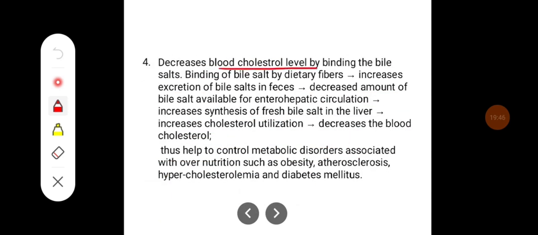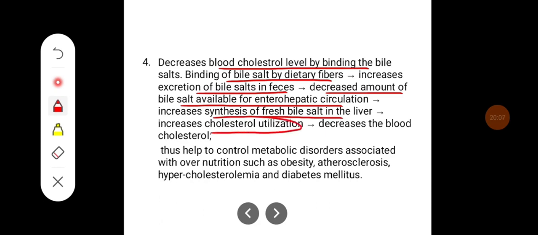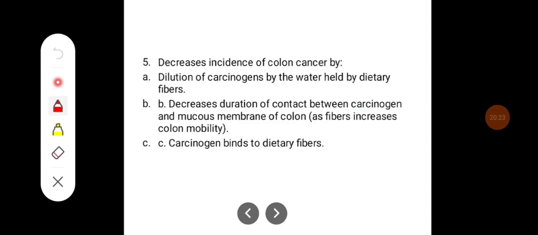It also decreases blood cholesterol levels by binding the bile salts. Binding of bile salts with dietary fibers increases the excretion of bile salts in feces. That leads to decreased amounts of bile salts available for enterohepatic circulation, which increases the synthesis of fresh bile salts in the liver, which increases cholesterol utilization, thus decreasing the blood cholesterol. Thus it helps in the control of metabolic disorders associated with overnutrition, such as obesity, atherosclerosis, hypercholesterolemia and diabetes mellitus.